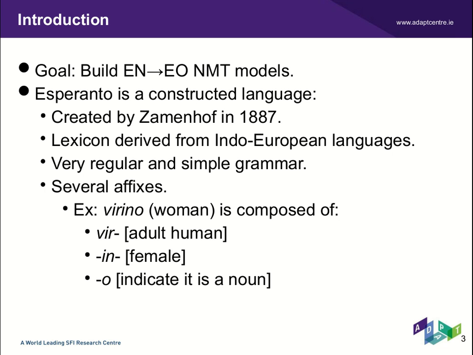Typically, the words in Esperanto contain several affixes, suffix or prefix. So, for example, the word virino, which means woman, is composed of vir, which is the root for adult human, the suffix in, which indicates that it's a female adult human, and o to indicate that this word is a noun.